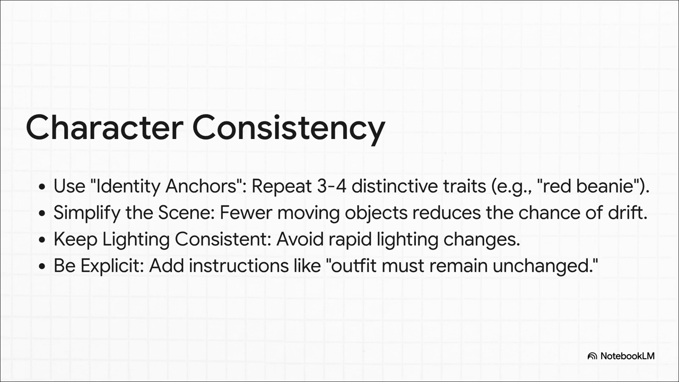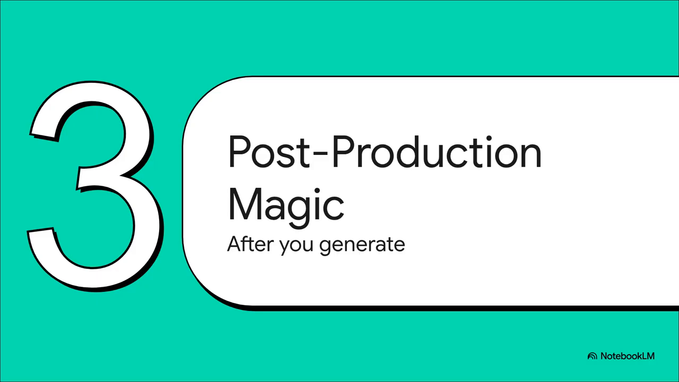It also really helps to simplify the scene and use explicit instructions, literally telling the AI, hey, keep the character's outfit the same. This is what maintains the illusion and keeps your audience locked in. A raw AI generation is almost never the final product. The real magic, the secret sauce, happens in post-production.